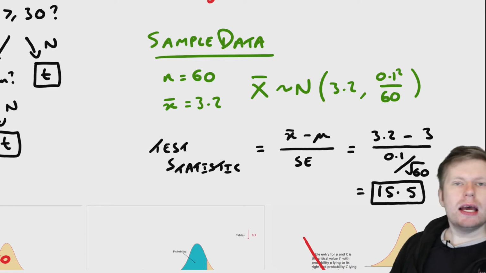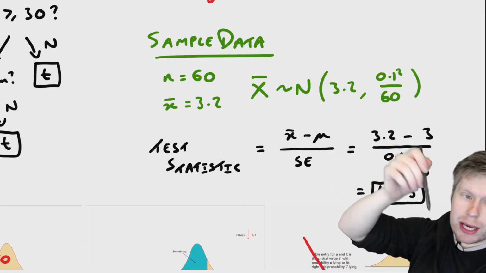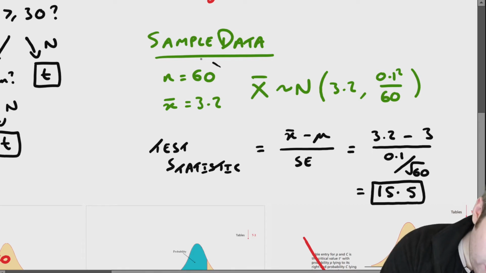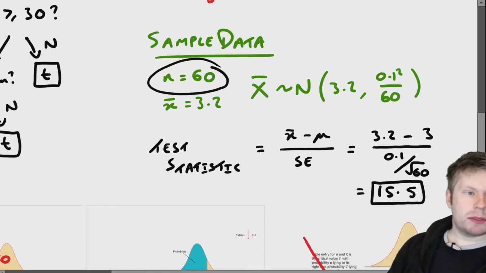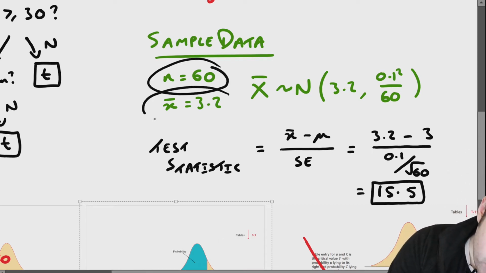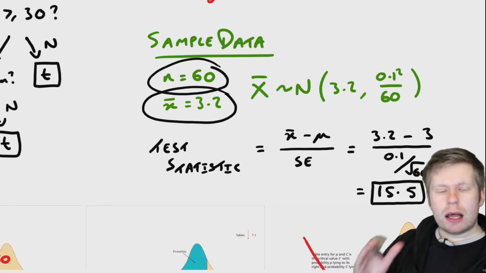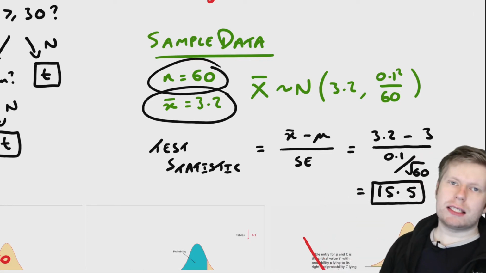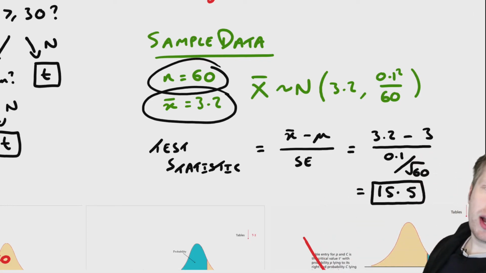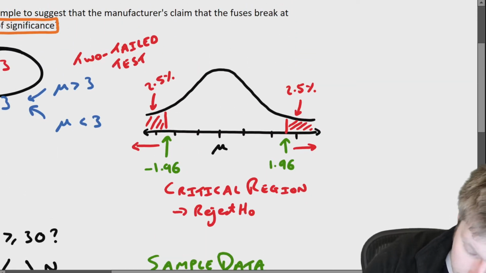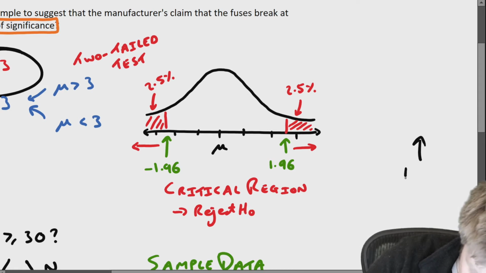My hypothesized mean says that the sample should break at 3 amps. My sample data says, well, look, I've gone out and collected 60 of these fuses, and I've found that the average breaking point of these fuses is 3.2 amps. That sample data lies about 15.5 standard deviations away from the hypothesized mean. So that's my test statistic.